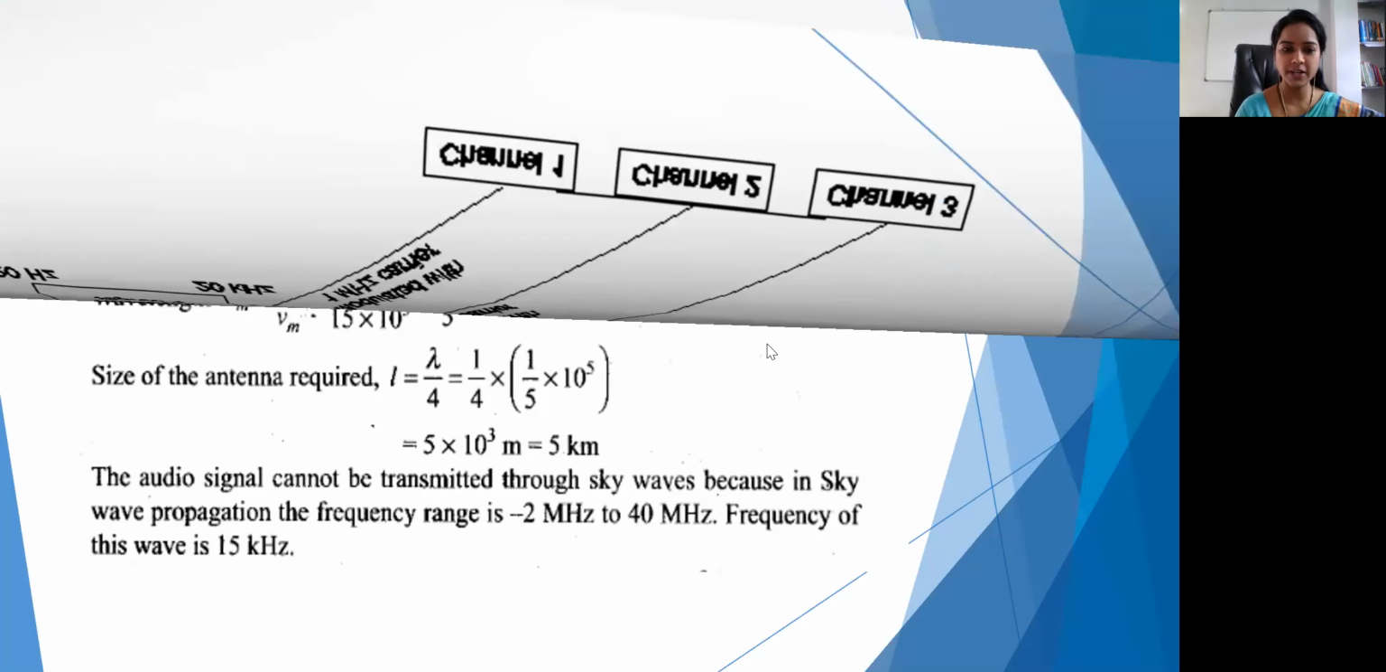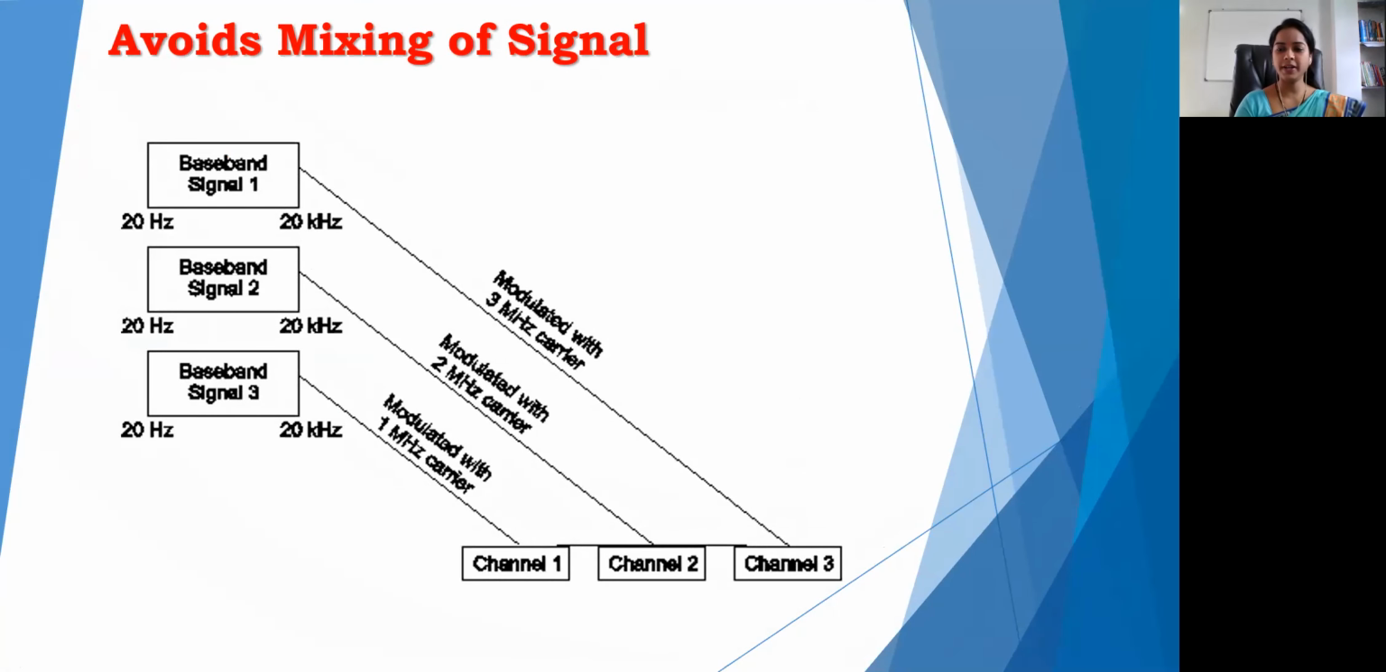Okay, so this is the reduction in the height of antenna. You got it? This is one of the advantages of the modulation technique. And the second one is it avoids the mixing of signal.